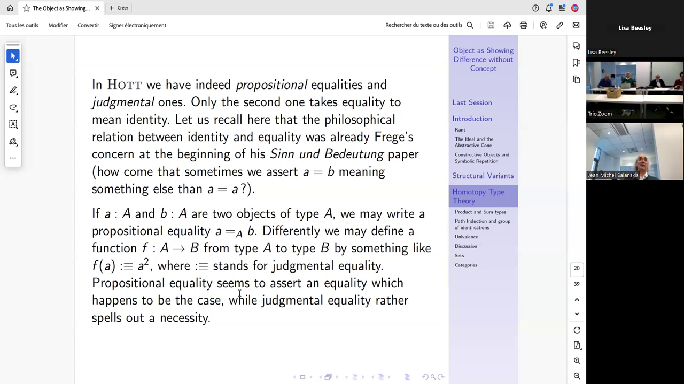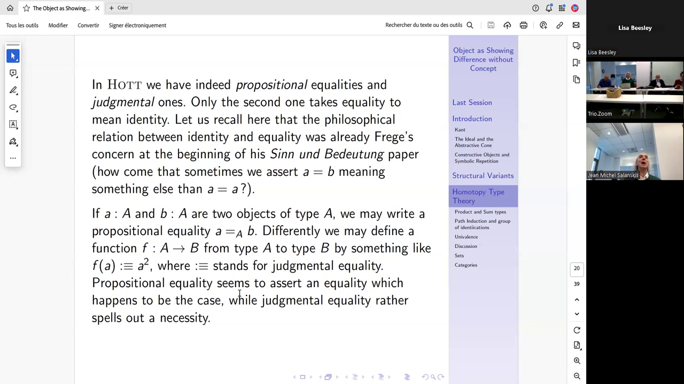But that's an example of a propositional equality. And here now is an example of judgmental equality. We may determine a function f from type A to type B by something like f(a) ≡ a², where this symbol stands for judgmental equality.